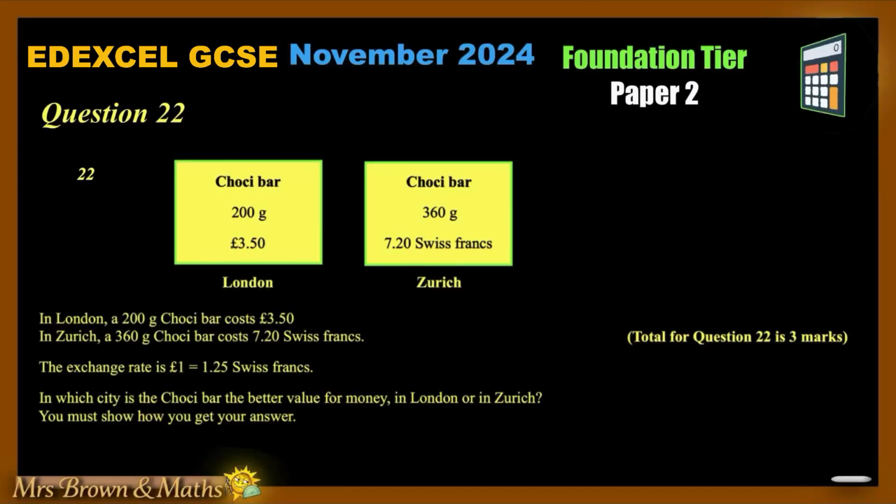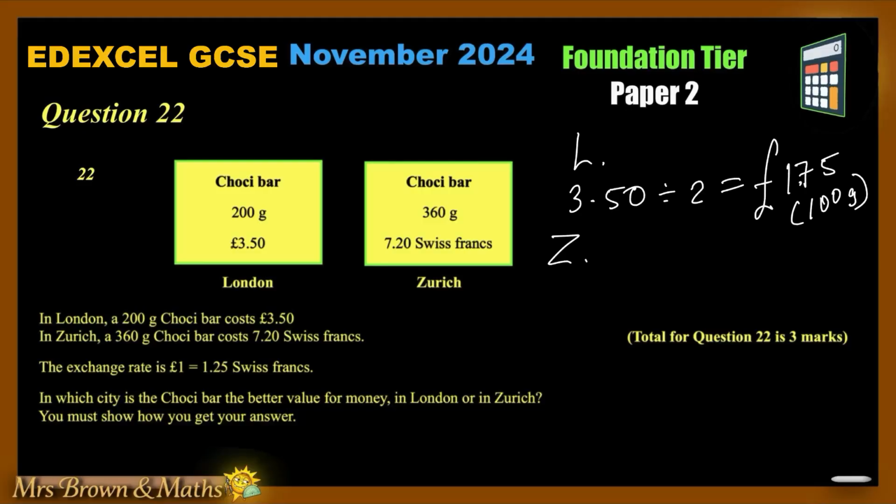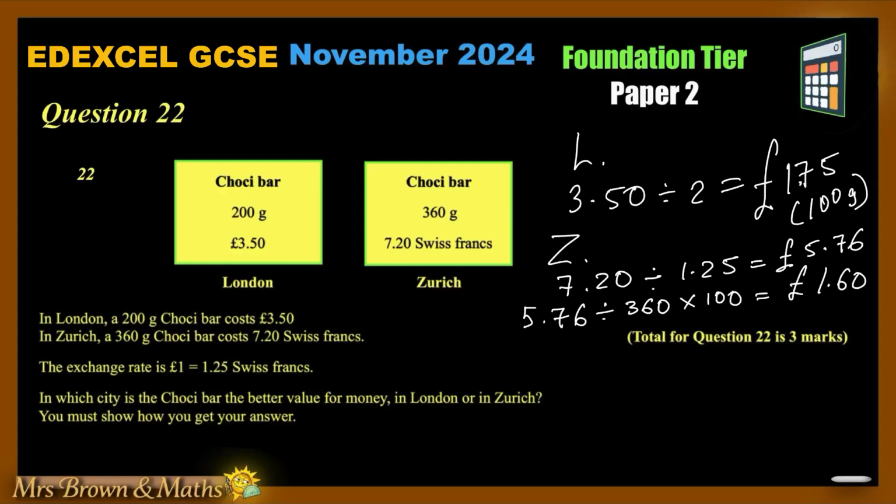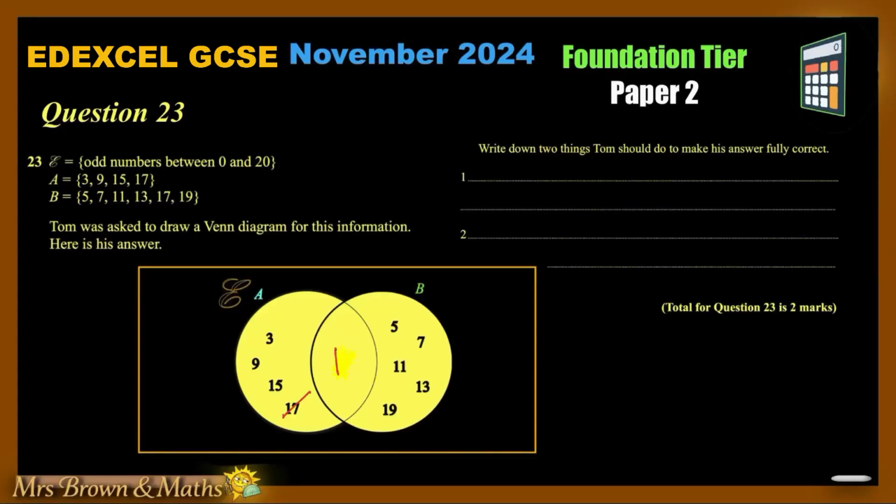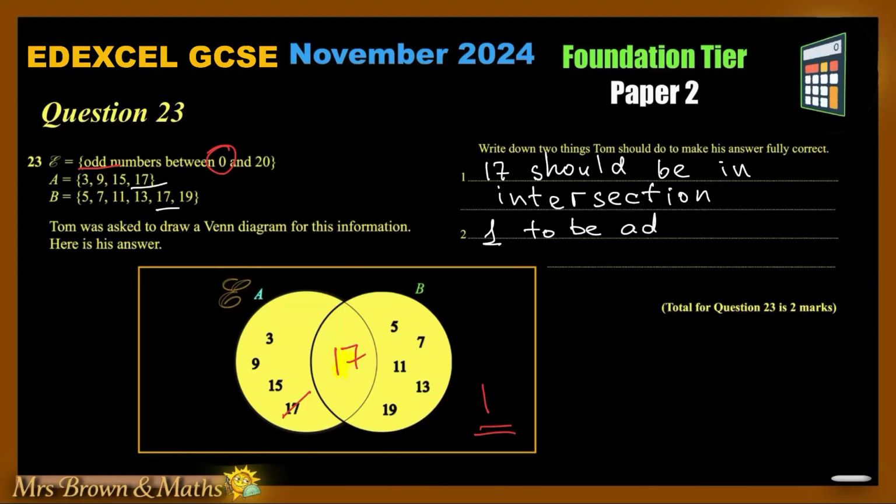Question 22. Compare value per gram. London, £3.50 for 200 grams is 175 per 100 grams. Right. Zurich, convert currency first, then compare. Zurich is better value. Question 23. 17 must go in the intersection where two circles overlap each other. Elements outside the circles must also be shown.